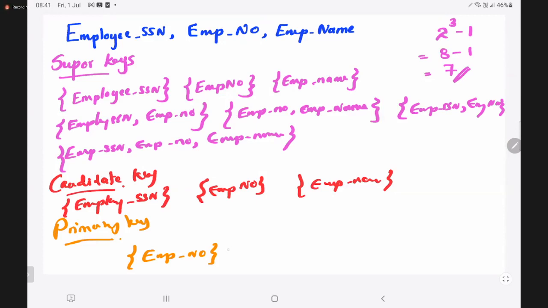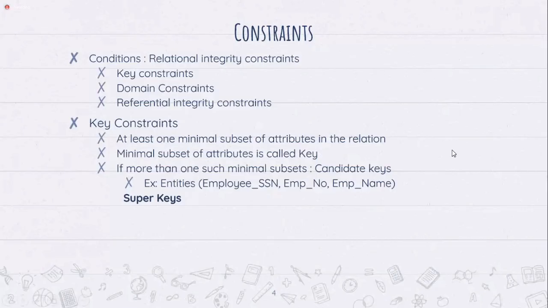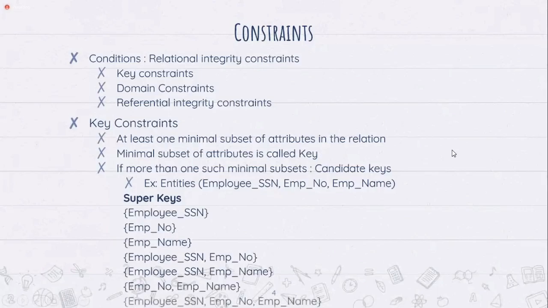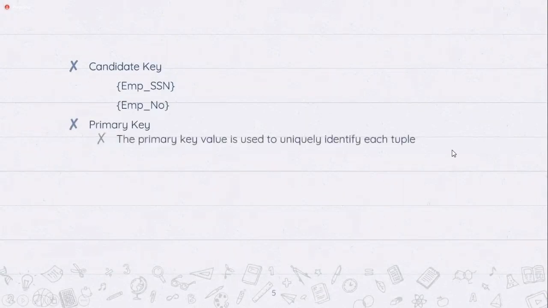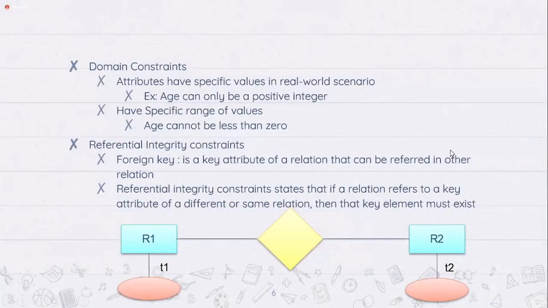In here, you can take employee SSN also. It doesn't matter, right? For your developer, it depends. No worries. Very good, right? So these are the super keys, and from that the minimal subsets are candidate keys and the final one is the primary key. That is about key constraints.